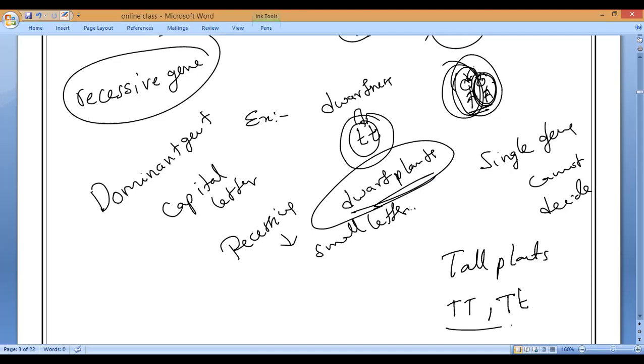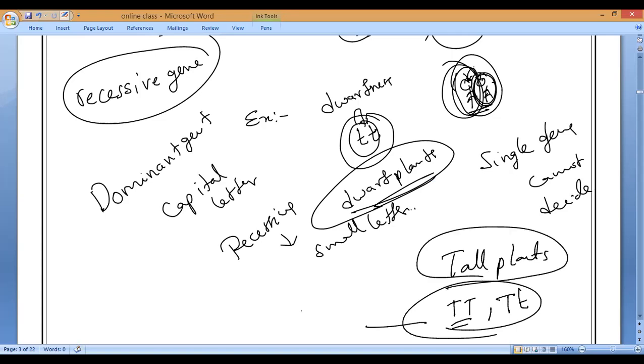So these are the pairs of genes that are present for getting tall plants. This is what we call the genotype, which we will study. The genotype is the description of genes present in an organism.